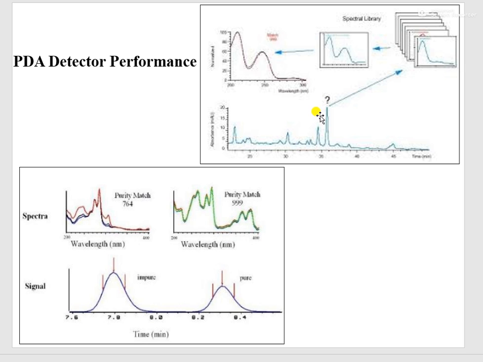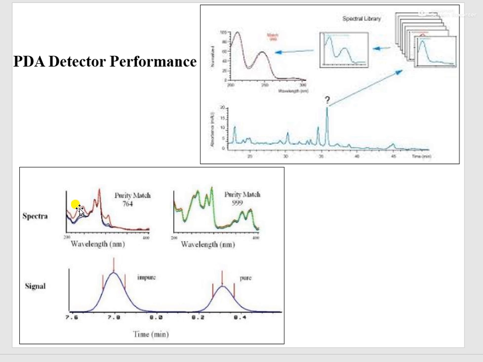So what it does, it takes spectra from 3 points of your peak: leading edge of the peak, peak maxima, and tailing edge of the peak, and then this overlay is produced. From this diagram you can see this is an impure peak, this is a pure peak. All three spectra, from the leading edge, peak maxima, and tailing edge, are exactly similar to each other, hence the purity match is 99.9.